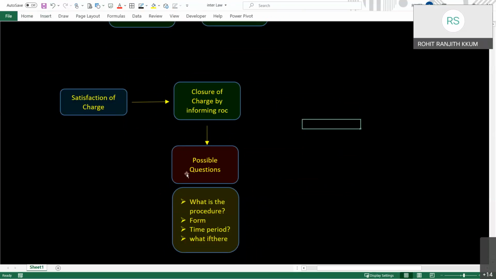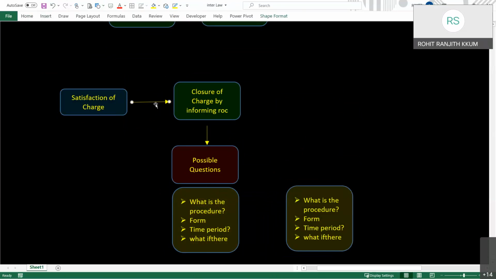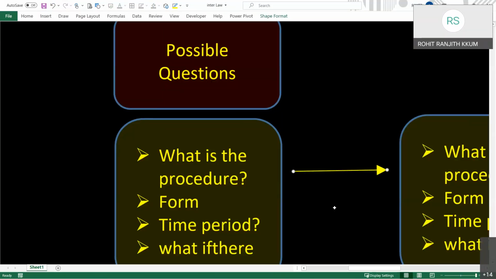So are you ready to solve this point? All these questions will be answered once you have the knowledge of section 82 here. Section 82.